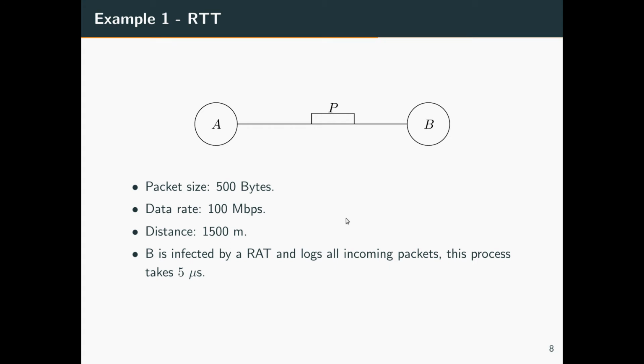So we'll also say that B is infected by a rat, which you can go ahead and Google if you want, and it logs all incoming packets. This process takes 5 microseconds. Over here we have a representation of a packet on the wire, and this will be the size or the width of that packet on the line. This width in time units is the transmission time. As we go along this example, we'll see it moving and being consumed at B.